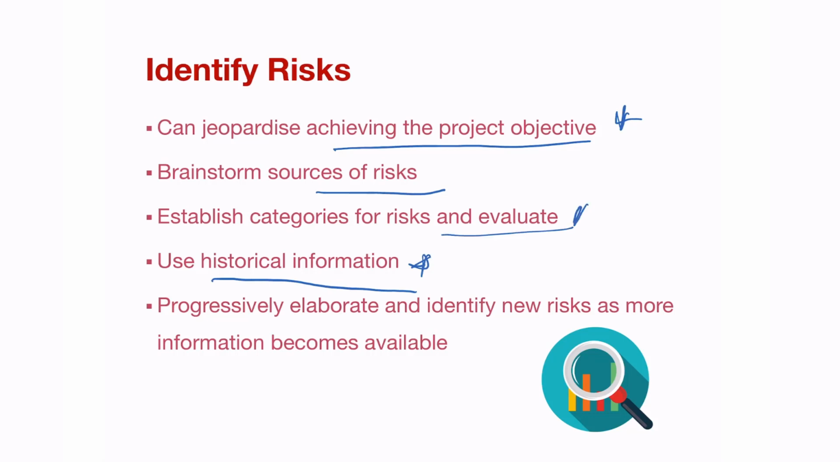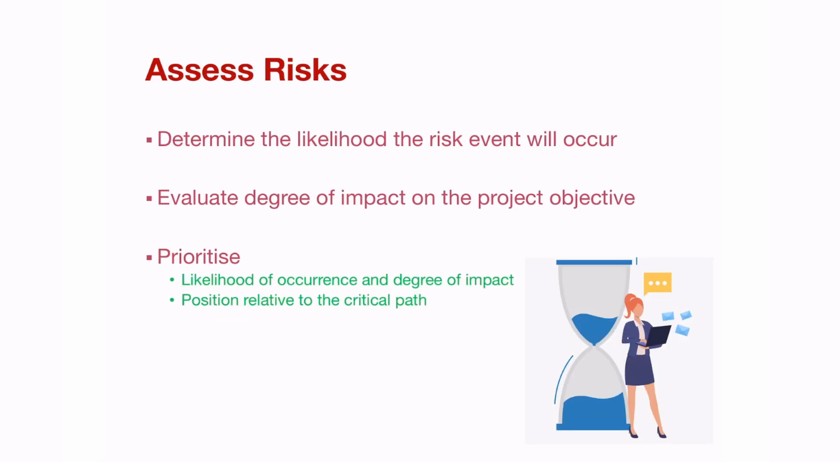Establish the different risks and evaluate them, put a score to them, put the likelihood in terms of what the likelihood is that that particular risk will happen, or that particular occurrence will be. You need to assess the risk, and determine the likelihood that the risk event will occur.